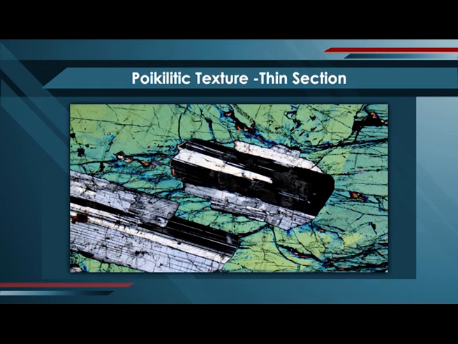This is a poikilitic texture in thin section. We have here large plates of augite, a pyroxene. That green colored mineral is augite, which is enclosing small laths of plagioclase feldspar. We can see the larger grains of augite enclosing smaller grains of plagioclase feldspar. That is a poikilitic texture.